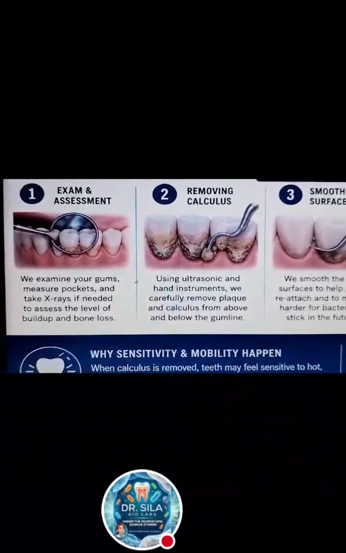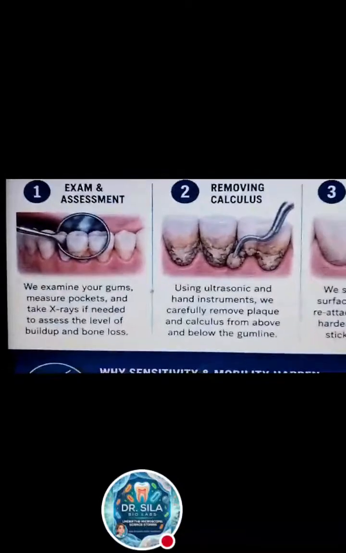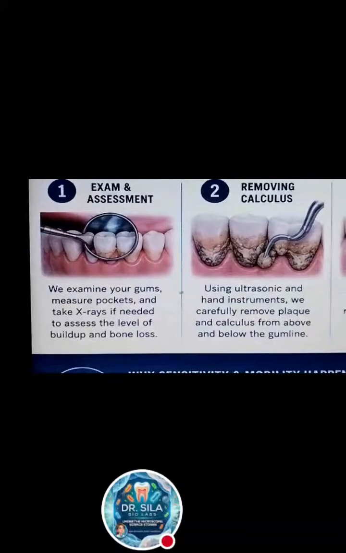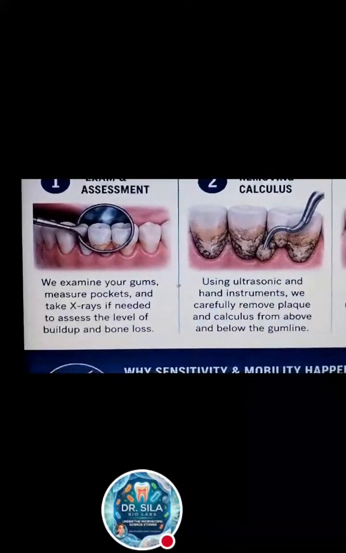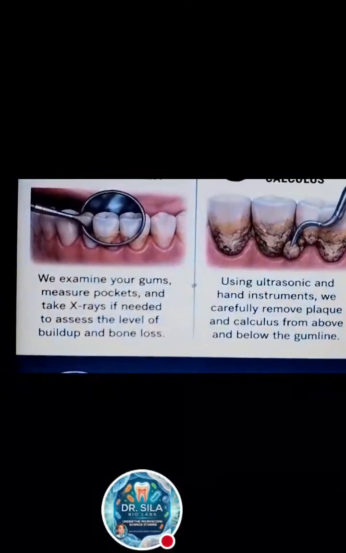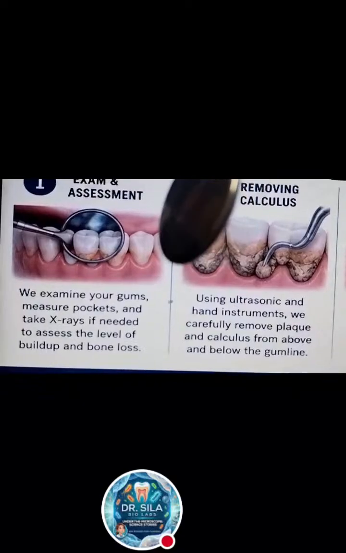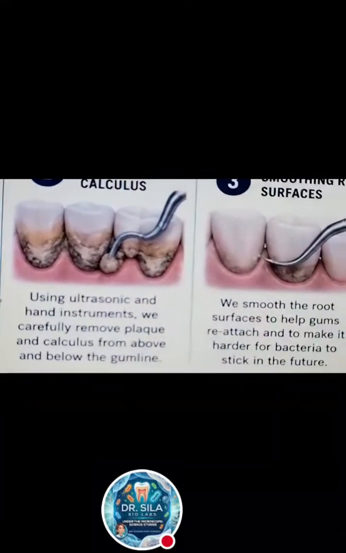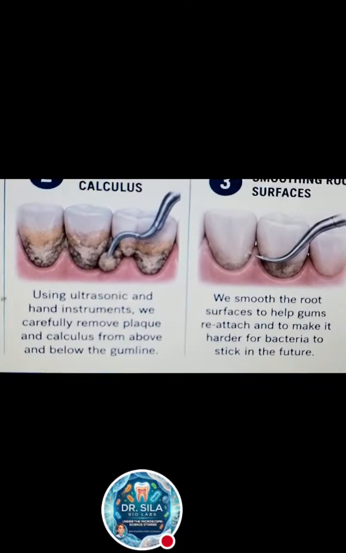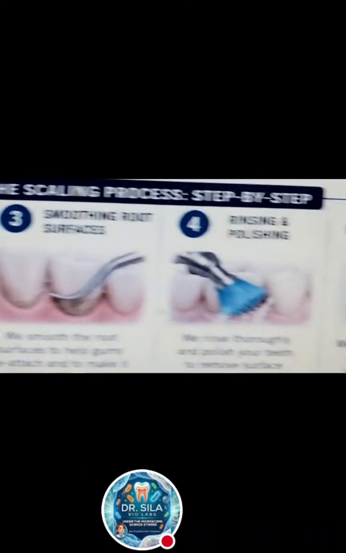Okay, now let us demystify the actual dental scaling procedure. What's happening during the professional clean and why do patients experience temporary sensitivity and mobility afterwards? First, we do the exam and assessment. We examine your gums, measure the pockets, and take x-rays. Then we use ultrasonic scalers or hand instruments to carefully remove the plaque above and below the gum line.